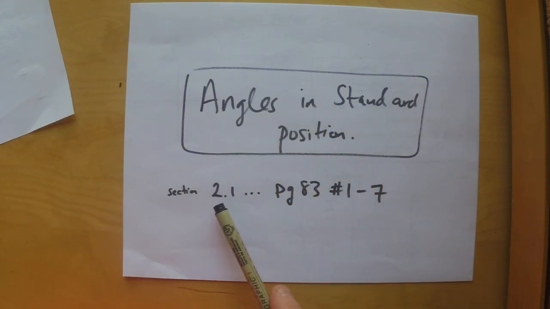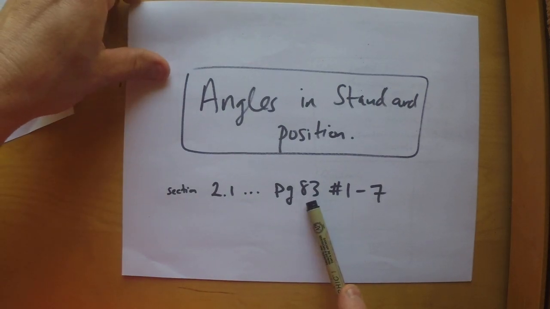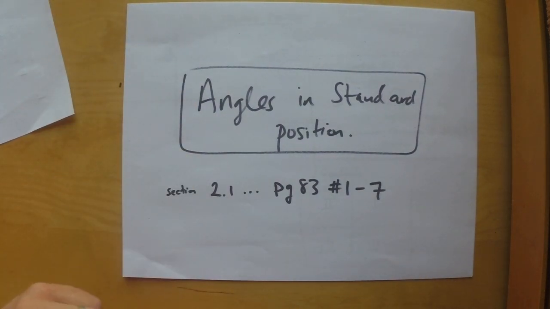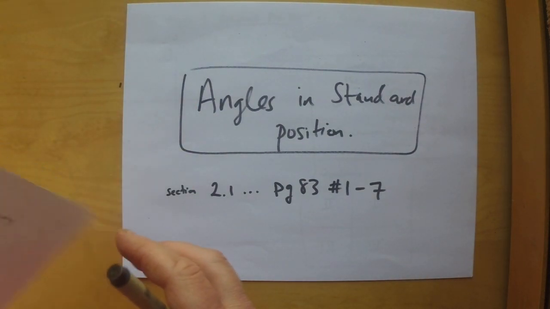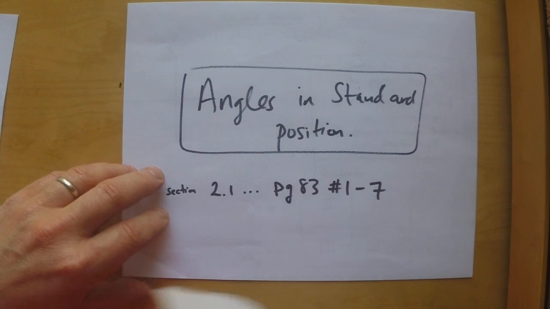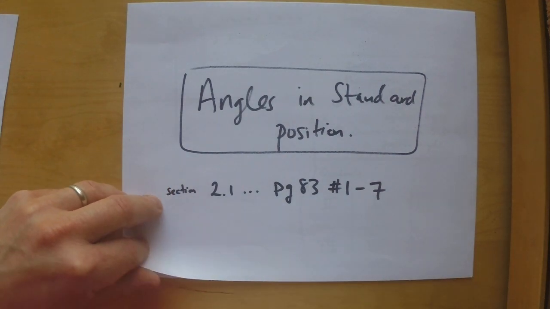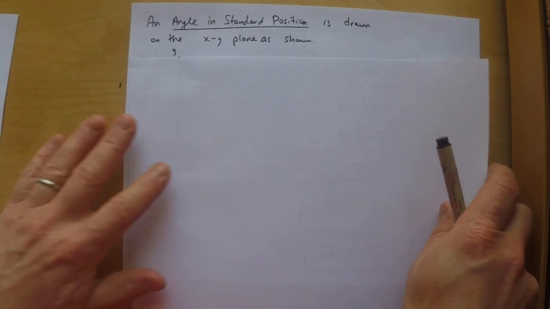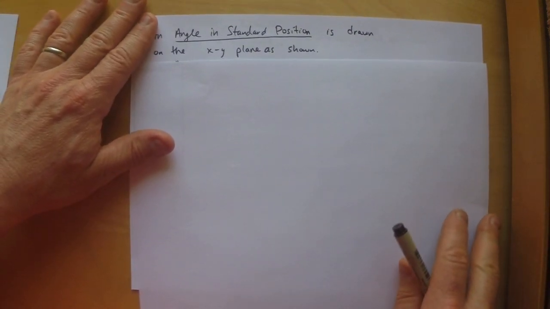It is actually the first section of chapter 2, so 2.1, page 83, 1 to 7. So we're going to go through a few definitions, and this is not a simple lesson, but in my opinion, once you understand it, it's actually quite a quick practice to get through, and you just need to understand the terminology. So let's talk about what the definition is.